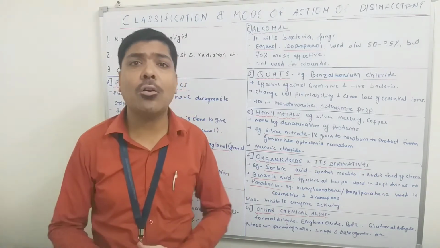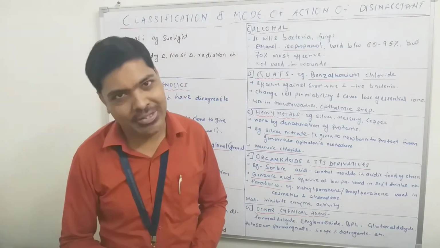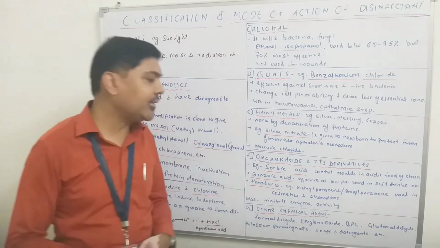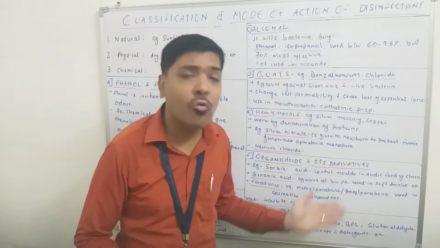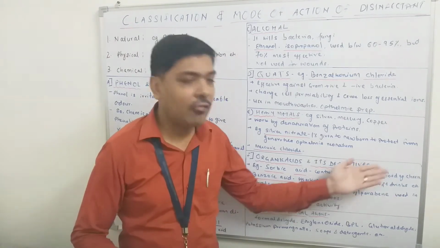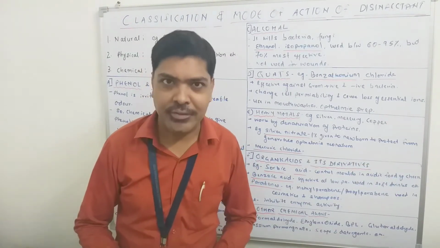Now coming to the next disinfectant, that is organic acids and their derivatives. Various organic acids are also used for the purpose of disinfection. The most common examples generally include sorbic acid. Sorbic acid generally controls molds in acidic food, for example if we are talking about cheese.